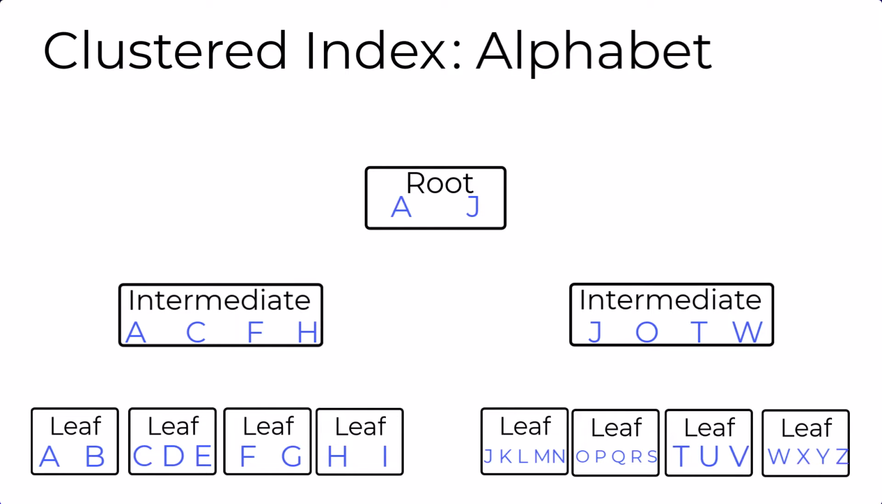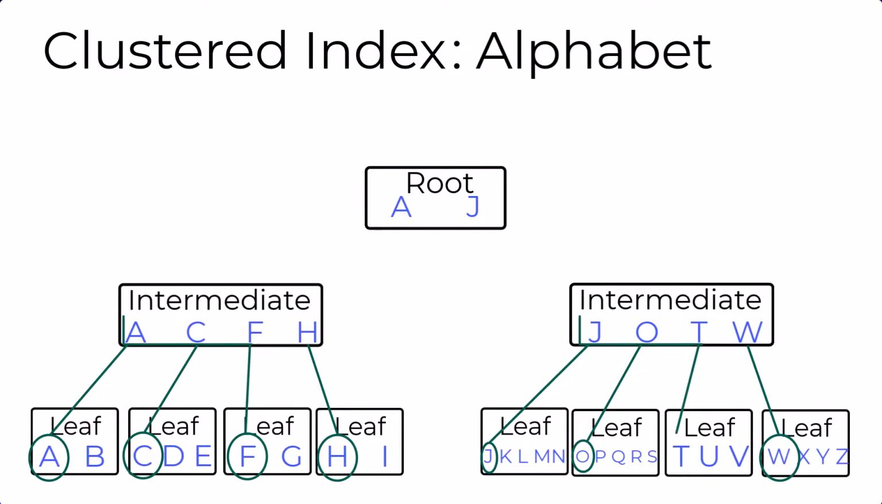And it's very important to realize that my low levels are what is elevated. So for example, if you look at my first intermediate level, my first values that I raise up are going to be A, C, F, and H. And then on the other side, I'm going to raise up J, O, T, and W. And then up at the very top, I will again raise up my low values. I will have A and J.